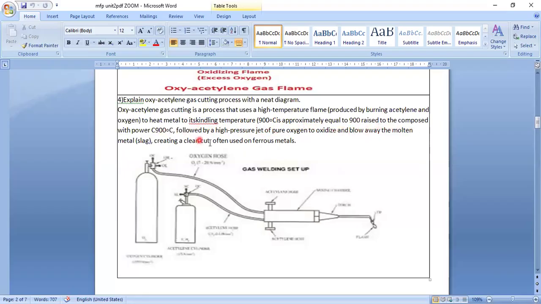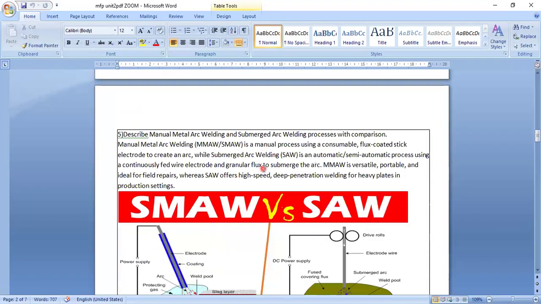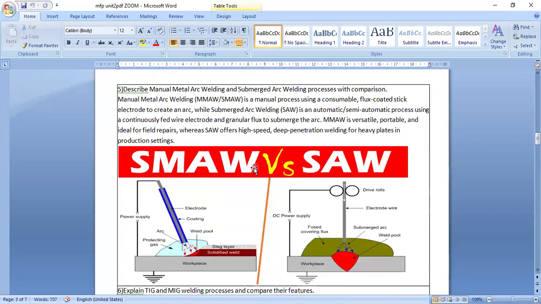It is followed by a high pressure jet of pure oxygen to oxidize and blow away the molten metal, creating a clean cut, often used on ferrous materials. It is used only for cutting metals, ferrous metals only. So next I am taking the fifth question. Describe manual metal arc welding or submerged arc welding process with comparison.